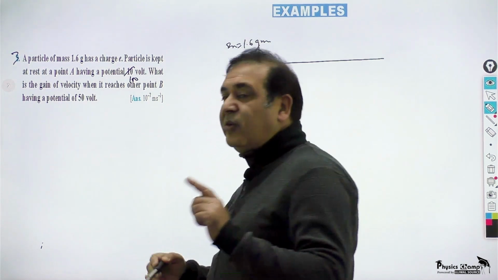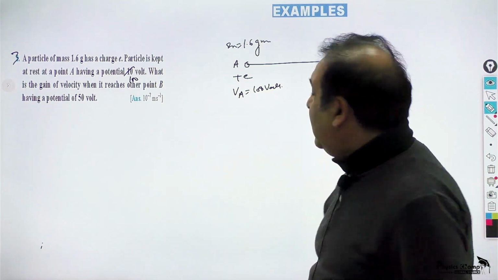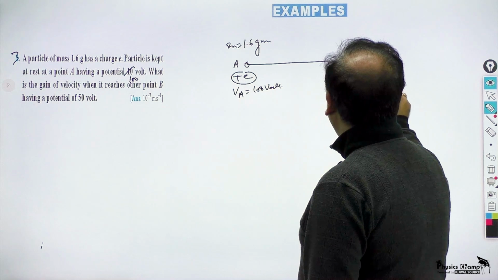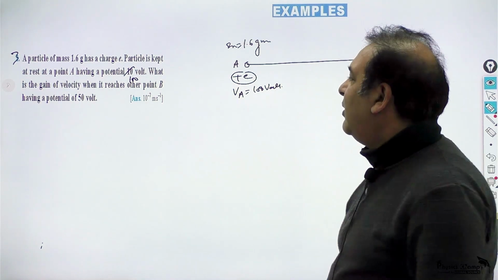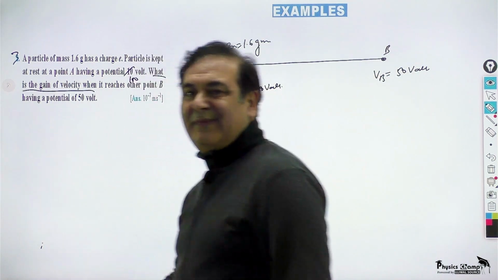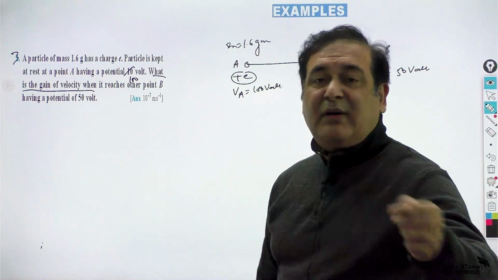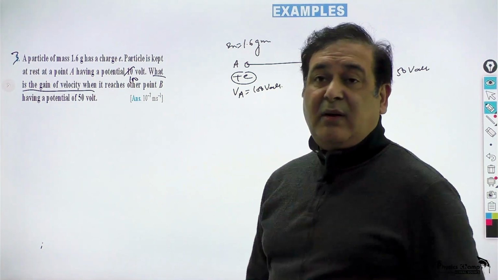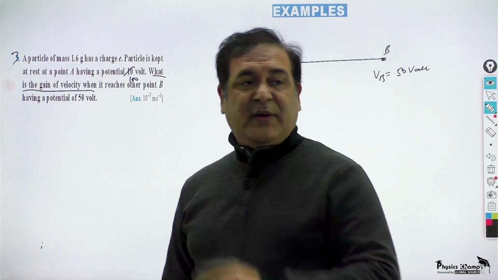In the previous question the potential was low and it was moving to high potential. This time we are making charge E move from high potential to low potential. There is a point B here which has a potential of 50 volt. The question is, what is the gain in velocity? Earlier the final velocity was 0 and we asked what initial velocity it needed so that it could reach there from low to high potential. This is the case of a charge moving from high to low potential.